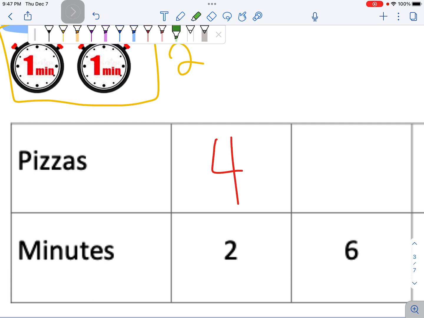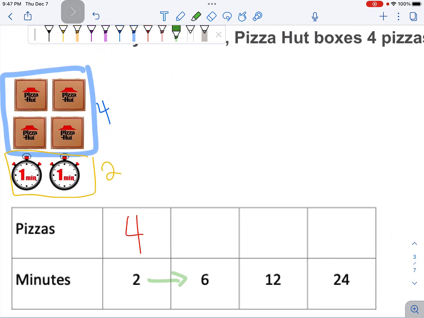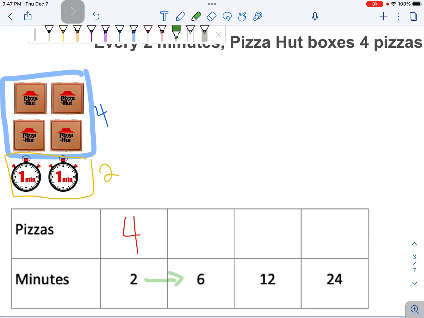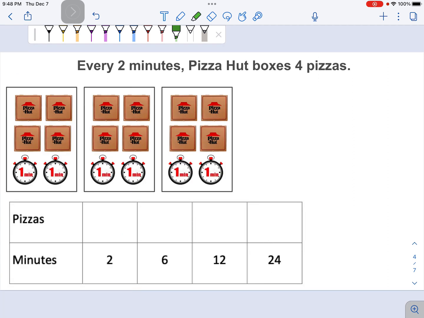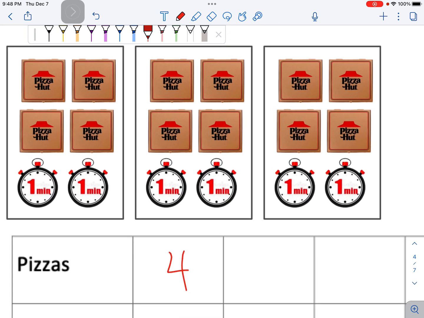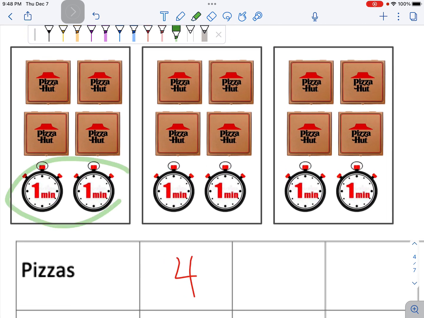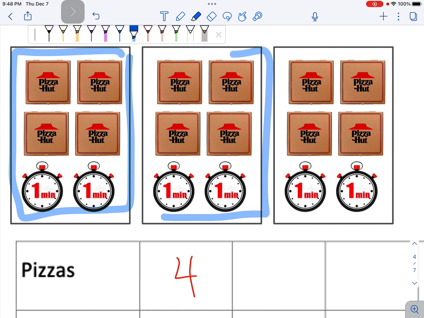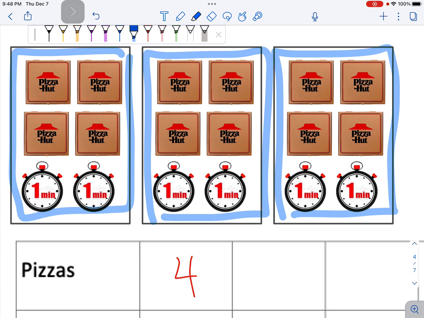Right? So as I look to the right, it says, well, what about if it was 6 minutes? Well, if this is what they can do in 2, then this picture shows what they can do in 6. How so? Well, look down here at the clocks. Here's 2 minutes, here's 2 minutes, here's 2 minutes. If you count them all, there's 1, 2, 3, 4, 5, 6. So there's 6 minutes. I want you to notice that every time we have a group of 2 minutes, there are 4 boxes right above it. Here's my next 2 minutes with 4 boxes, because every time 2 minutes passes, 4 more pizzas are out of the oven and in boxes.